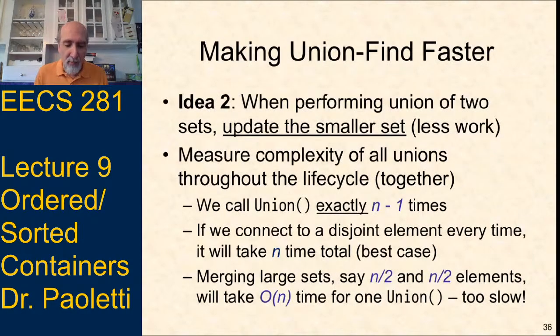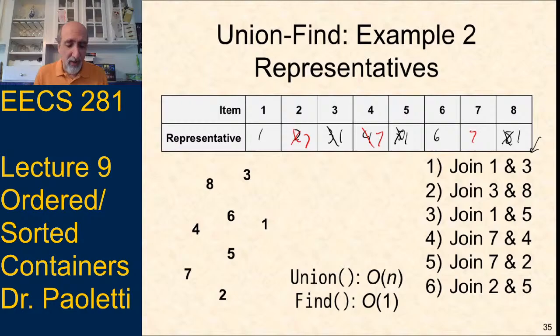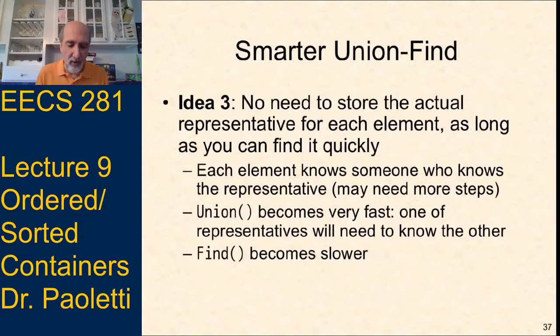Okay, how about we update the smaller one? That would be less work. Well, even then, they could be exactly the same size. They could be both size n over 2, and union is still size n. Also, this representation, basically a vector of who is your representative, doesn't even have a size in it anywhere. Okay, so that doesn't work.